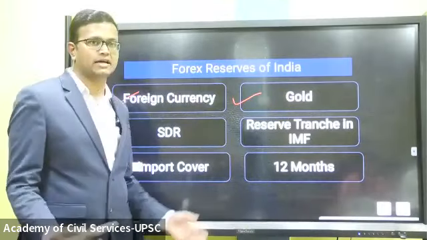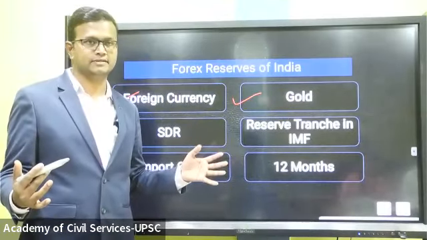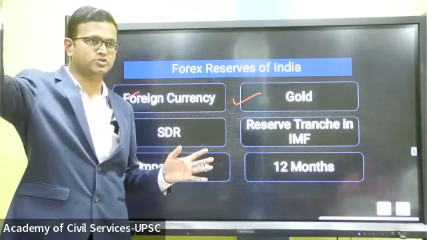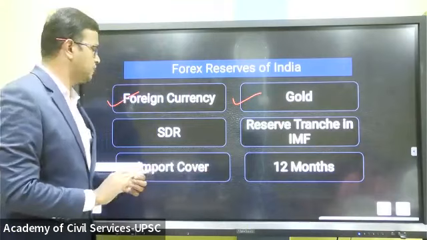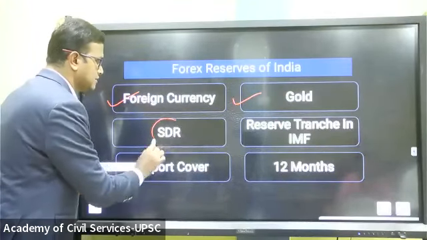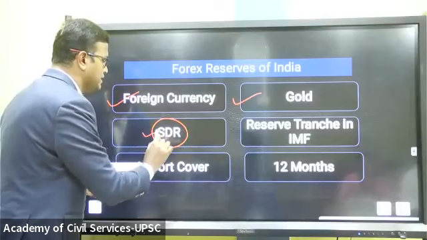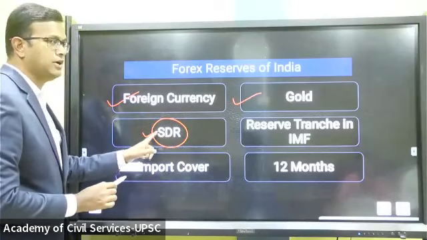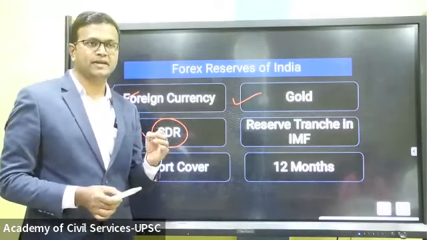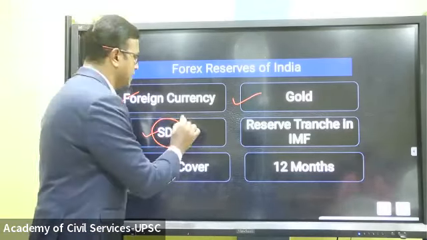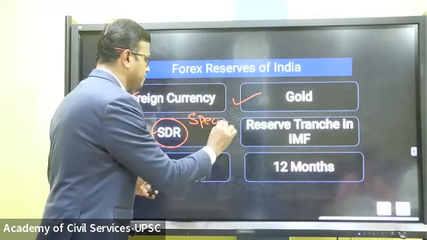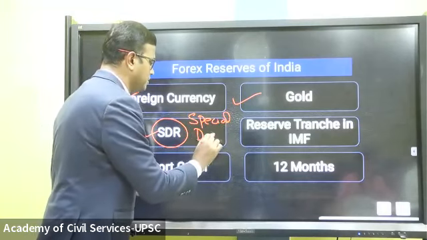Gold is also a very good asset. If you are keeping gold as a reserve, after a few years the price of the gold might also increase. You will have a double benefit. Next, another important instrument we are keeping as a reserve is SDR, special drawing right. Special drawing right is a reserve currency, and SDR, the full form is special drawing rights.